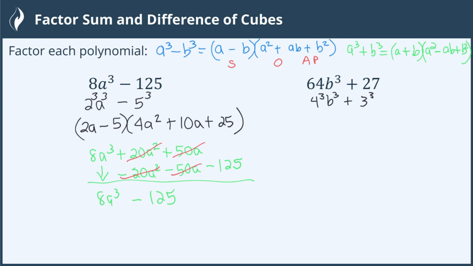Now we're going to use the pattern for our sum. So we're going to take the cube root of my first term, which is 4b, and the cube root of my last term is going to be 3. I keep the same symbol. That's my first grouping. My second grouping is to take and square this, and so square my first term, and that's going to be 16b squared.